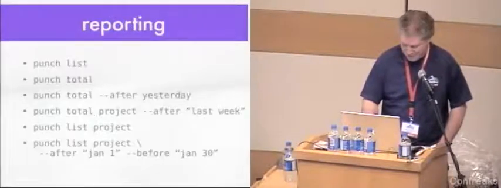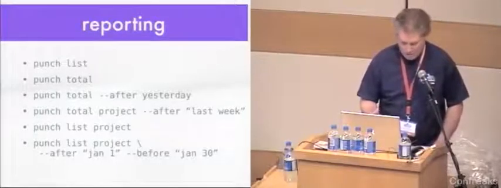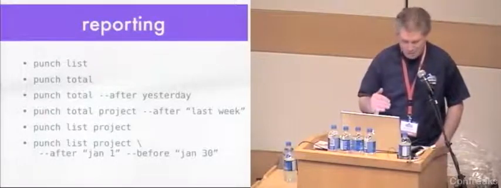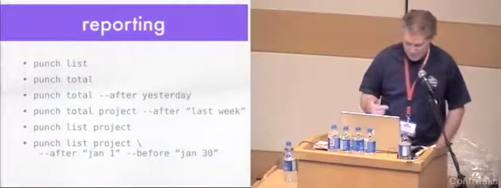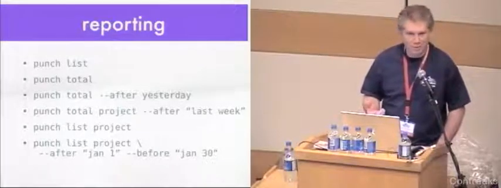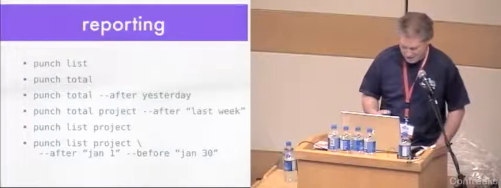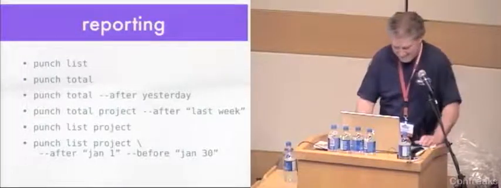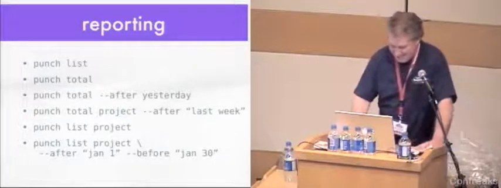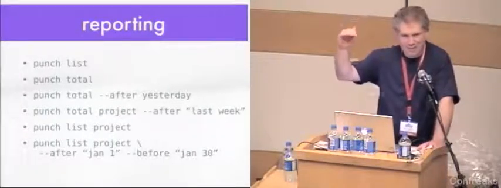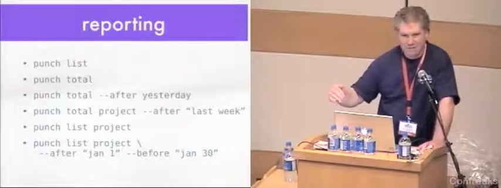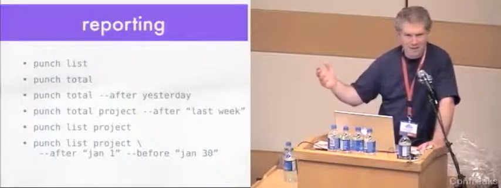And then this is how you do your reporting. Punch list will give you a list of all your projects. Punch total will give you a total of every project. A punch total after yesterday will tell you how much time you spent yesterday, or after yesterday, which is today. Anyway, then you can do after last week, and then you can punch list project, and it'll list all the time records you have.